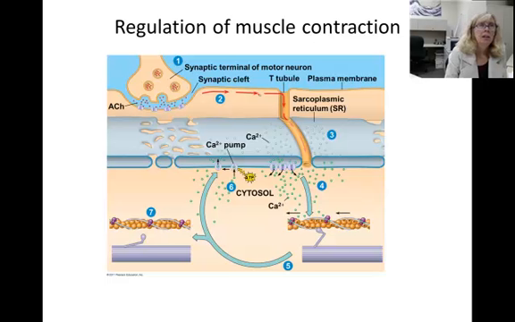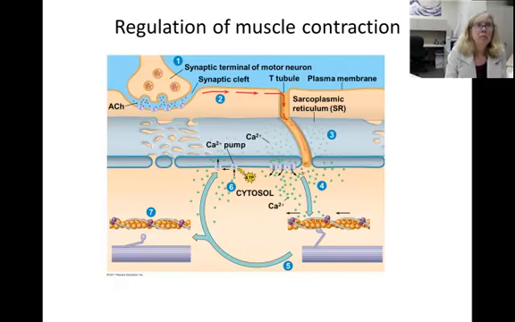In step 3, the action potential travels deep into the muscle cell in tubes of plasma membrane, which are called T-tubules. The tubules reach the sarcoplasmic reticulum, which is a specialized smooth ER, and this action potential causes the opening of calcium channels that are voltage gated in the sarcoplasmic reticulum membrane. When these open, calcium is released out into the cytosol.